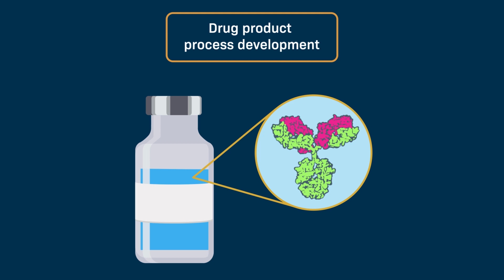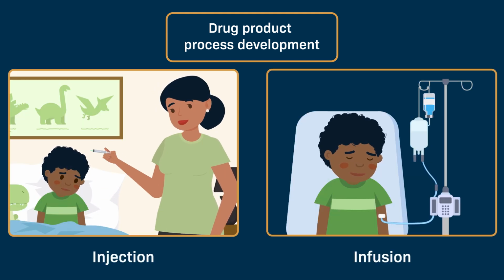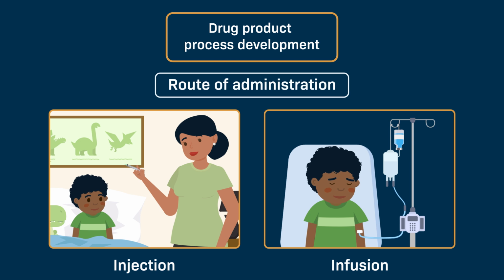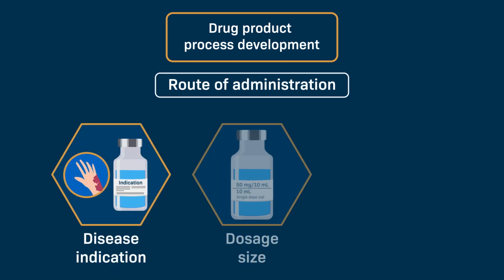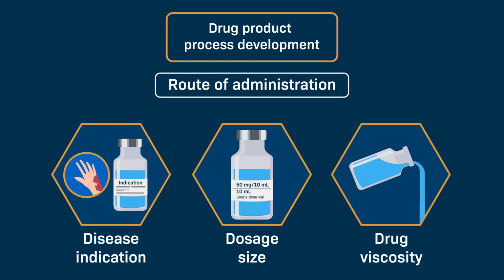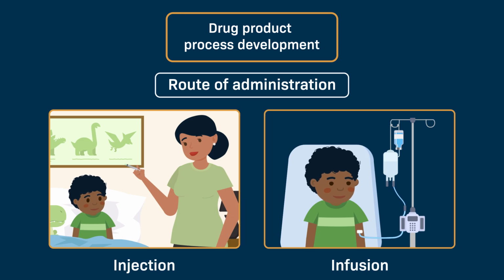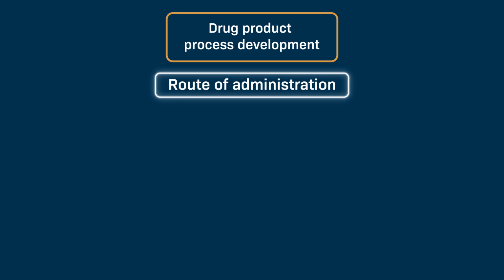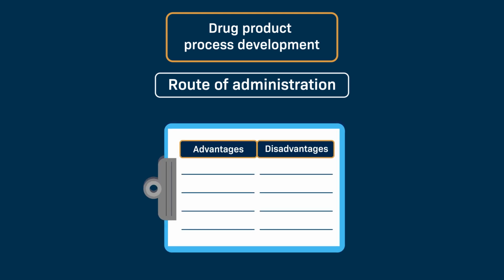Protein-based drug products are typically administered to patients as an injection or an infusion. The final route of administration to the patient is determined by factors such as disease indication, dosage size, that is, the amount of medication taken at one time, and viscosity of the drug product. To learn more about how a drug product is given to patients, we'll look at the different routes of administration that are typically used for a therapeutic protein and the points of consideration for selecting each route.